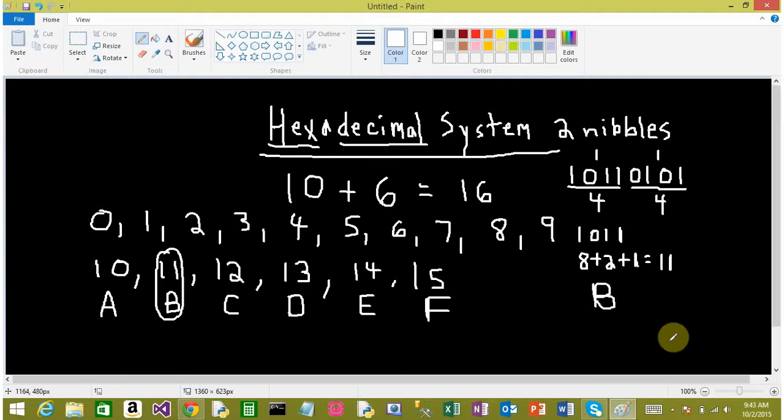And then we'll do exactly the same thing with the other nibble, 0 1 0 1. So we know we have a 1 in the 4's place, and we have a 1 in the 1's place. If you look at that from the last video we did, 1 0 1, the 0 to the left of the 1 is not really counted. That's just an extra bit. So we have 4 plus 1 equals 5. And so that's just the number 5.